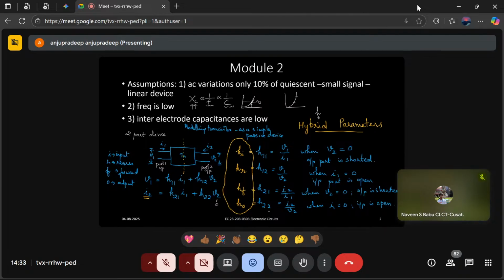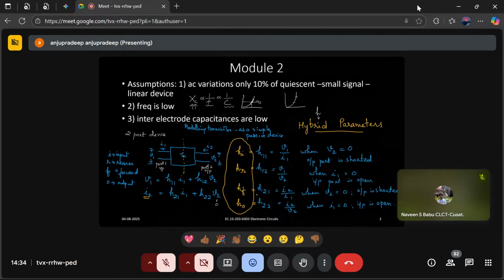And the last term is H22. H22 means what is happening at the output port, port number 2. So it is I2 divided by V2. I2 divided by V2 means it is an admittance part, and it is the output port. So the subscript is O. So I stands for input port and O stands for output port. And R stands for the direction from output to input side, and F stands for forward direction from input to output.